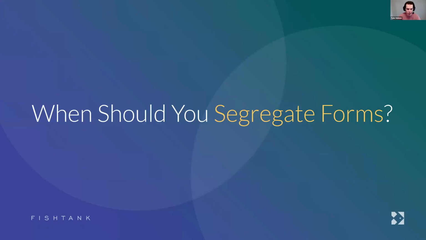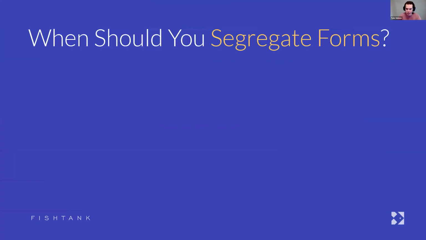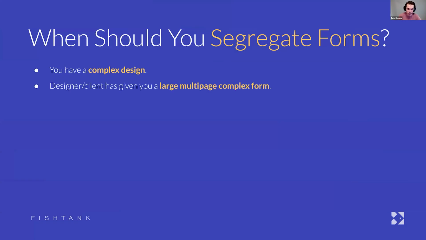Taking more of a step back and looking at the architecture standpoint of how you can plan out these big forms to be utilized with SWR, you want to start thinking about when you should be segregating out these pieces, and then you can slot that in with SWR. The main times where you want to be really thinking about segregating your forms is when you have a complex design. If your designer or client is giving you large multi-page complex forms, or you can just in general see that every page of this multi-page complex form is just going to have a lot of code.